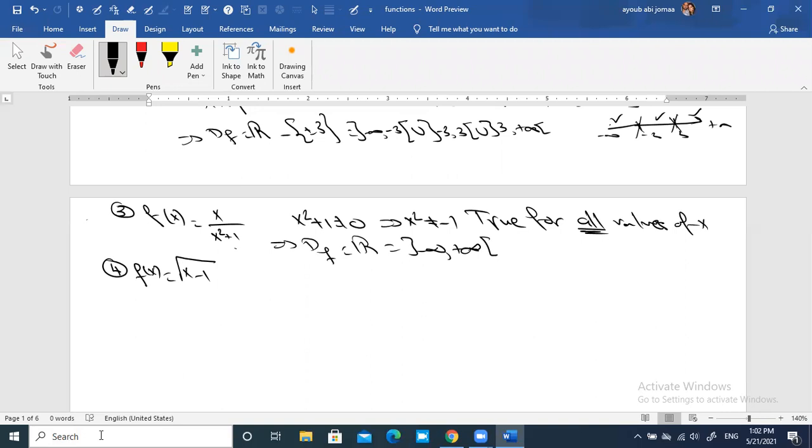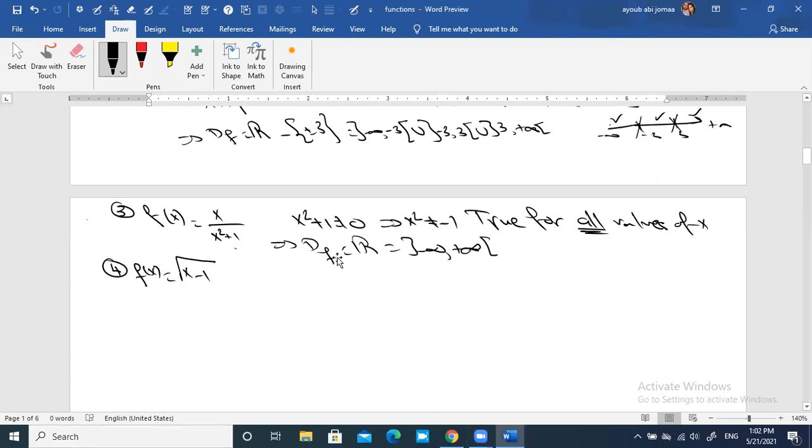All numbers greater than negative 1, including 0? No. 0 is greater than negative 1, but you don't have to guess. What is the condition? Radical x minus 1 cannot be negative.